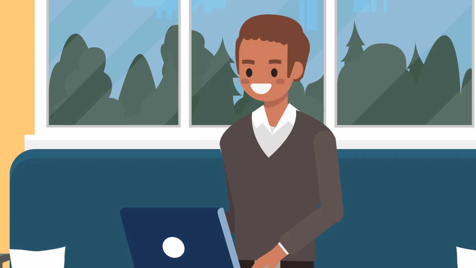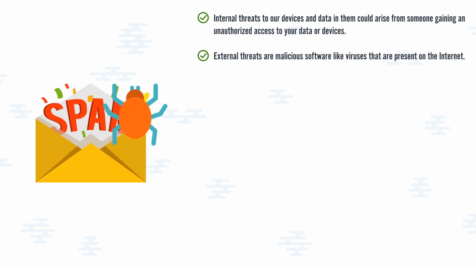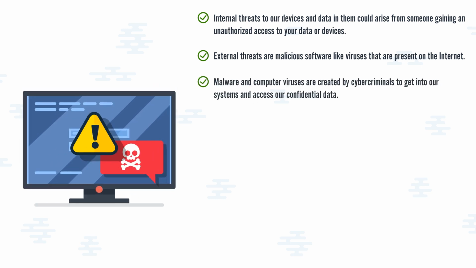Let us look at what we learned from Ray's experience about types of data security threats. Internal threats to our devices and data in them could arise from someone gaining an unauthorized access to your data or devices. External threats are malicious software like viruses that are present on the internet. Malware and computer viruses are created by cyber criminals to get into your systems and access our confidential data.